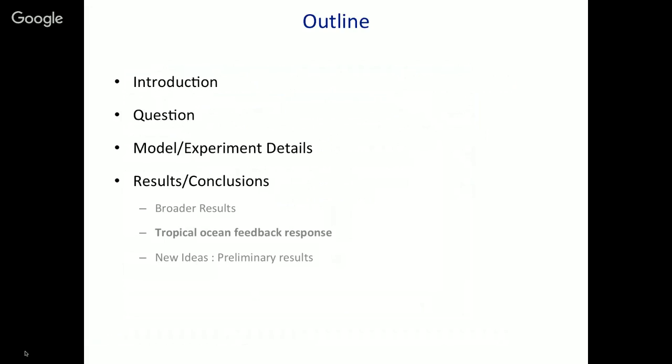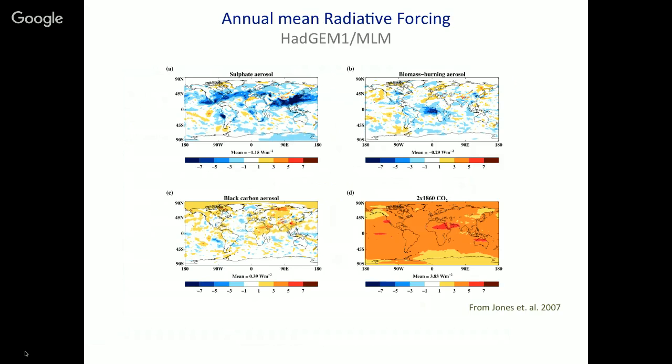It starts with the broad results, and then we're going to focus on the tropical ocean feedback response, which is the meat of this talk. And then a couple of slides are about just a few new results. So let's start with the introduction. What you see here in this figure is annual mean radiative forcing, which was calculated using this particular model. And what you're seeing here is a radiative forcing for sulfate aerosols, for biomass burning, for black carbon aerosol, and it's compared to what happens when you double the carbon dioxide from its pre-industrial, 1860 level.